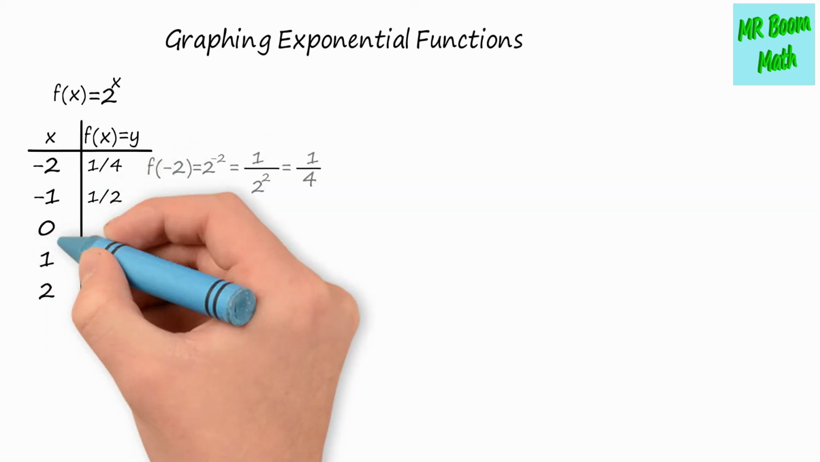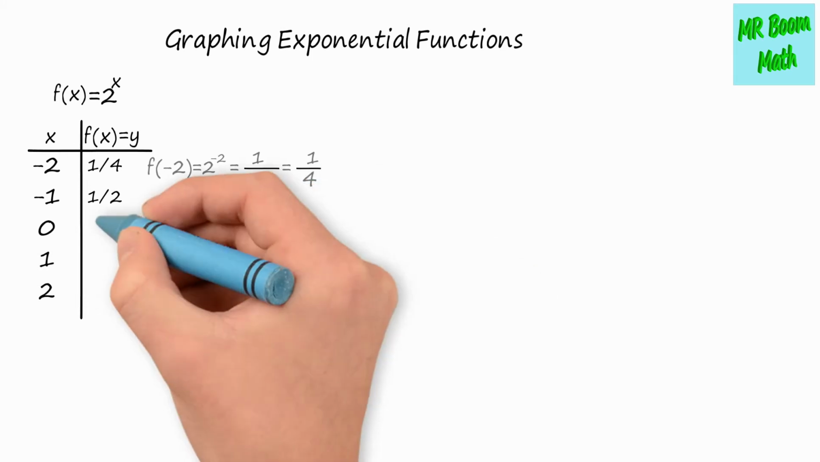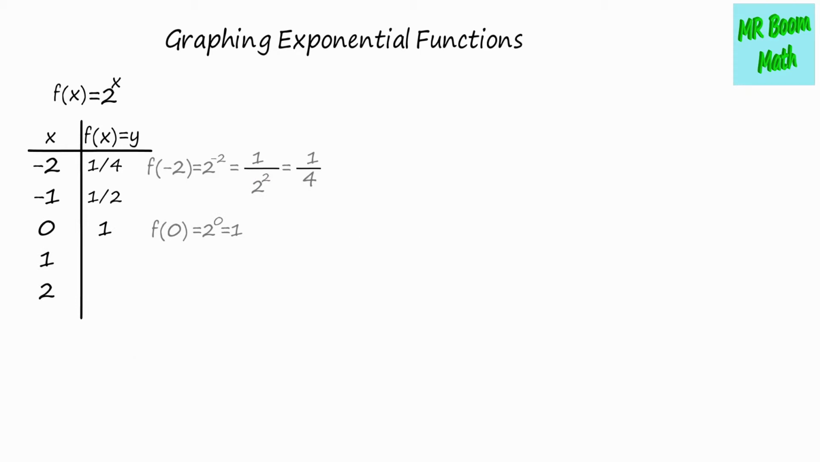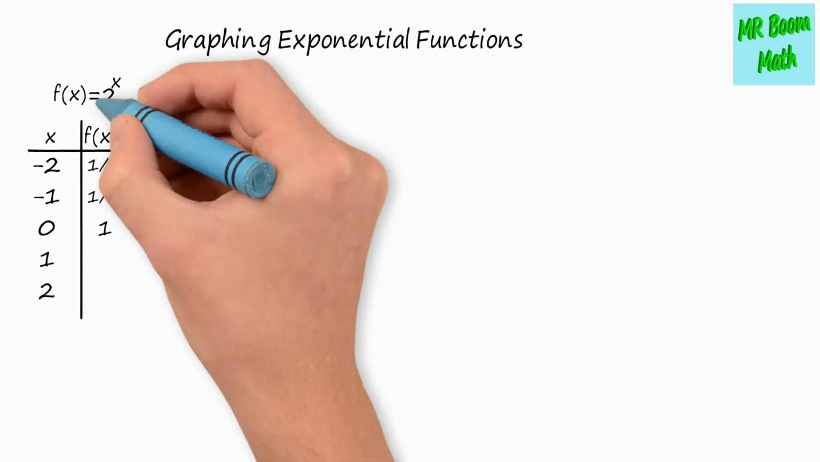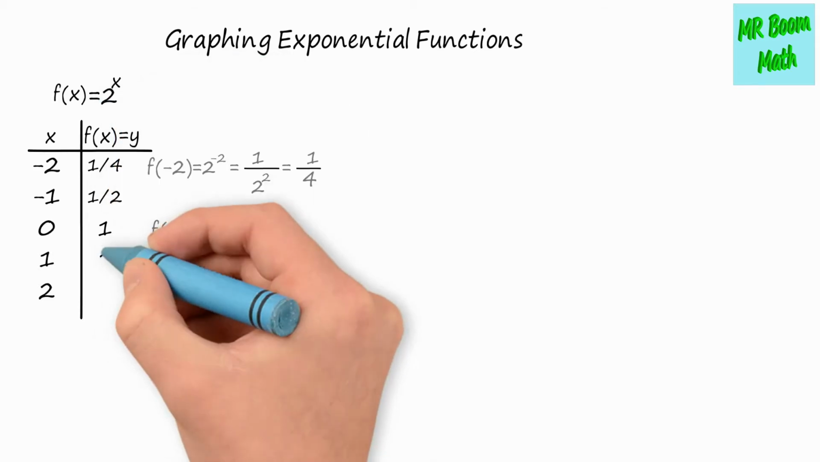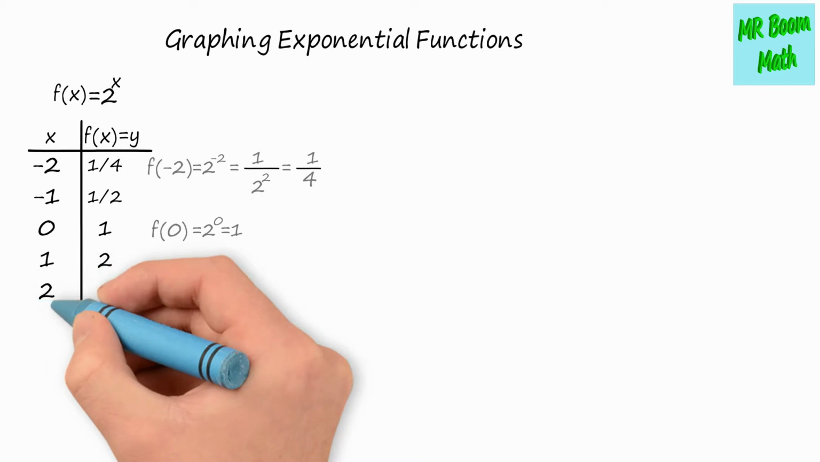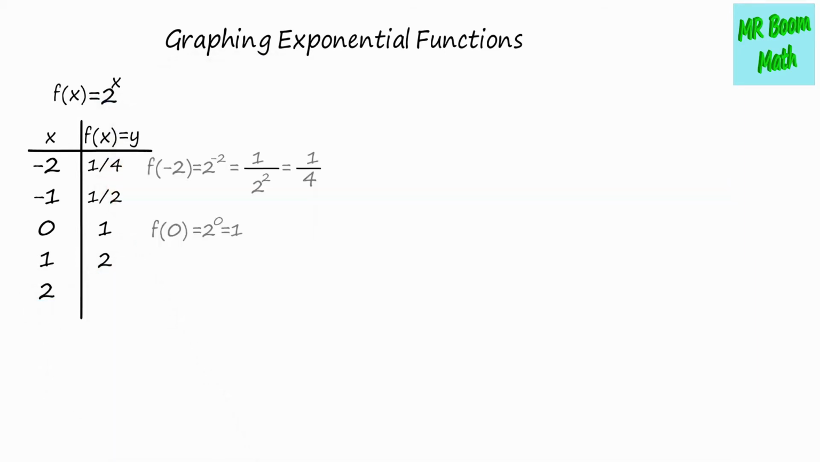Next, I'm going to plug in 0. f of 0 is equal to 2 to the 0 power. Anything to the 0 power is just 1. So f of 0 is equal to 1. Next, I plug in 1. f of 1 is equal to 2 to the first power. It is just 2. So my x value is 1 and my y value is 2. And then lastly, I'm going to plug in 2 for x. f of 2 is equal to 2 to the second power. 2 squared is 4, so my y value is 4.